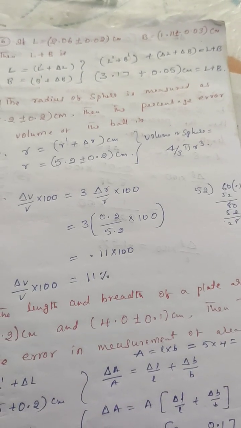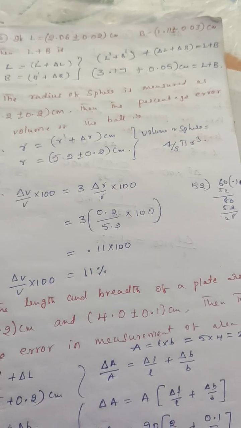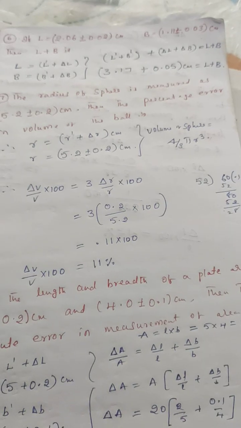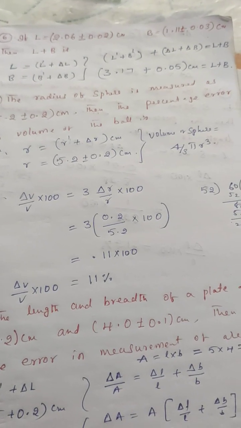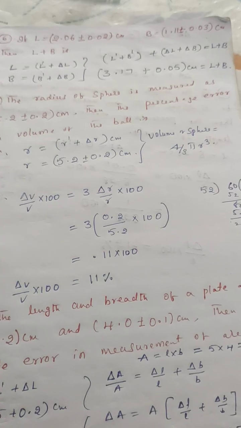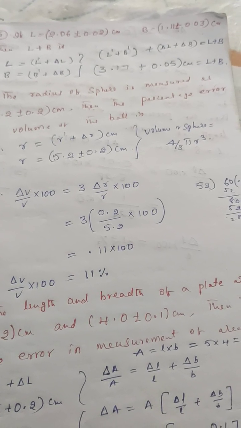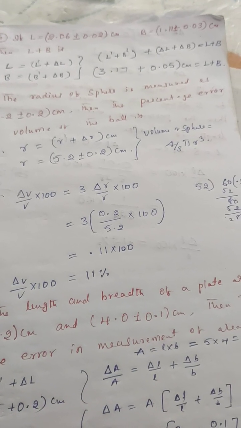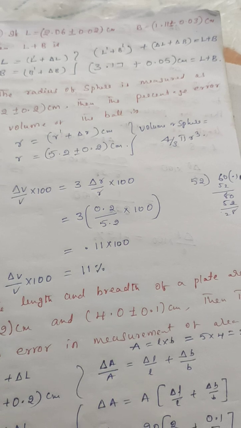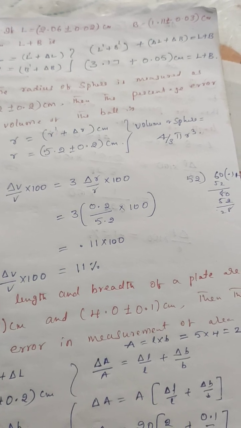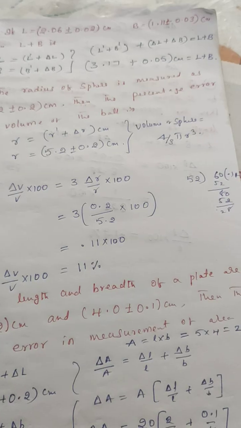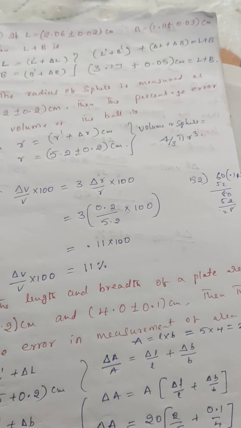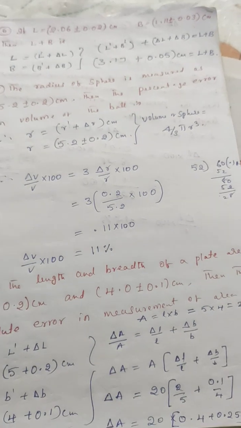If L is equal to 2.06 plus or minus 0.02 centimeters and B is equal to 1.11 plus or minus 0.03 centimeters, then L plus B means true value plus true value, and error plus error we will do. L plus B is 2.06 plus 1.11, which gives 3.17. Delta L plus delta B means 0.02 plus 0.03, which gives 0.05. Whenever we are adding directly we do this; when substituting in a formula, we will use a different method.